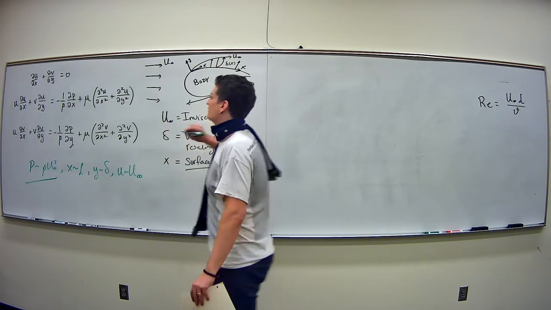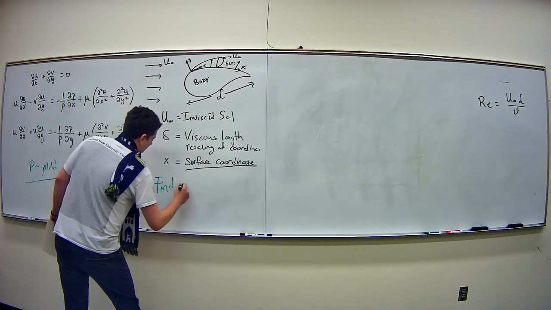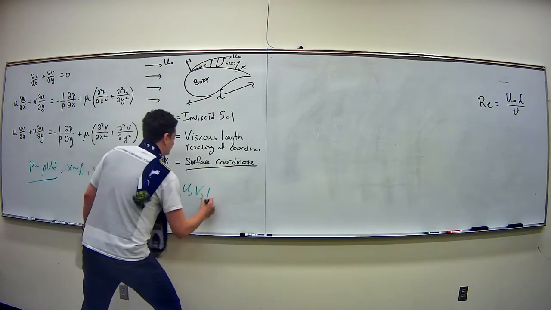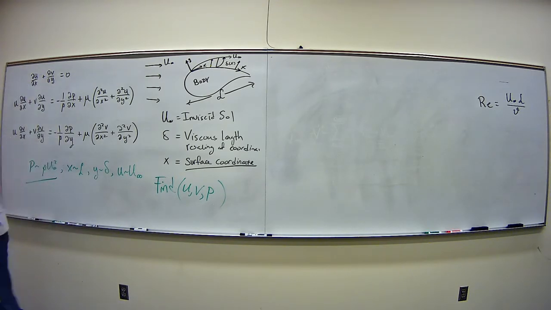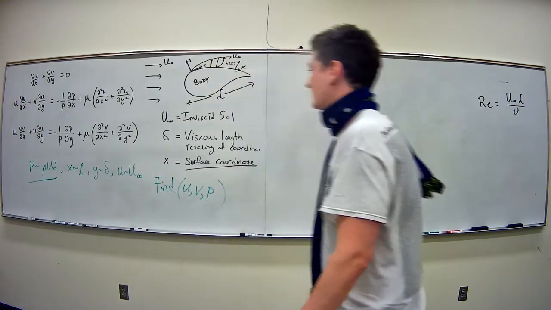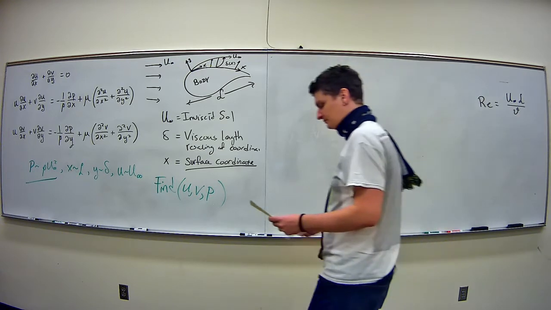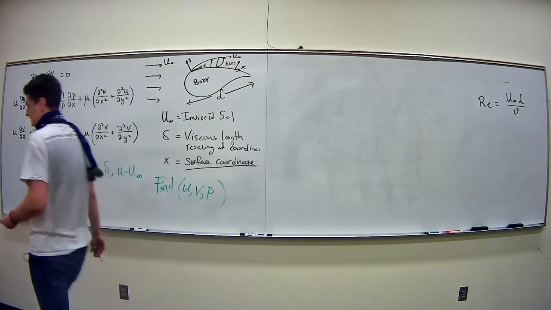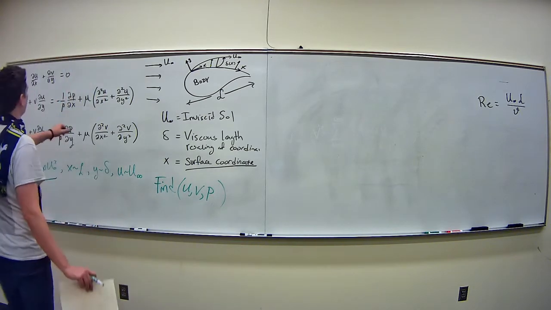Okay, so this is the goal, right? So from these equations, it's simply find those three functions. Find these three functions. This is a system of partial differential equations. So what do we do? We simplify things somewhat. We need to simplify this somehow.